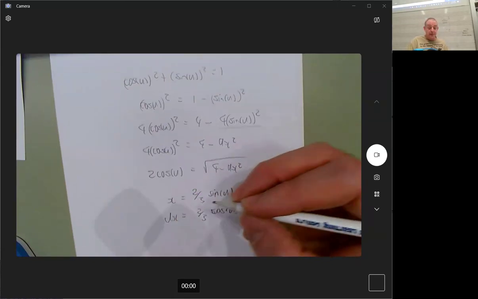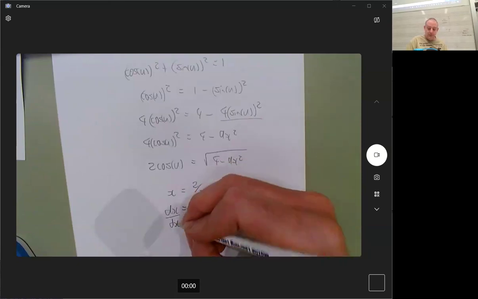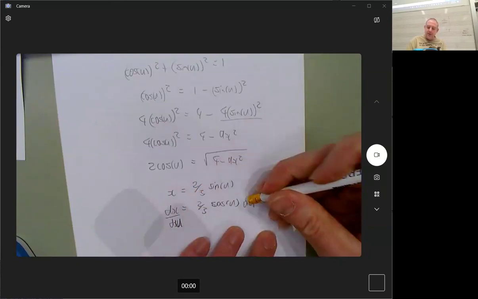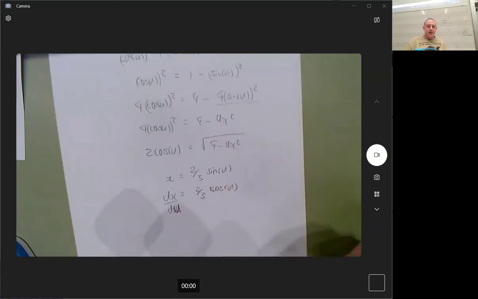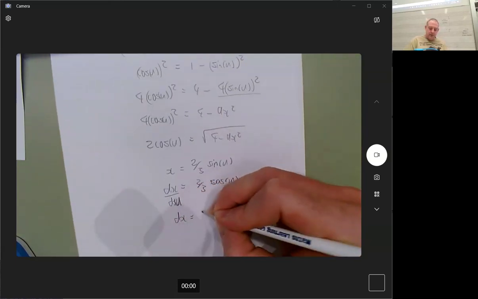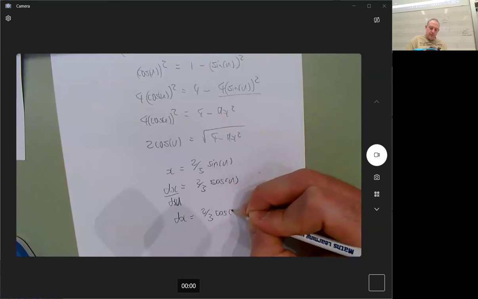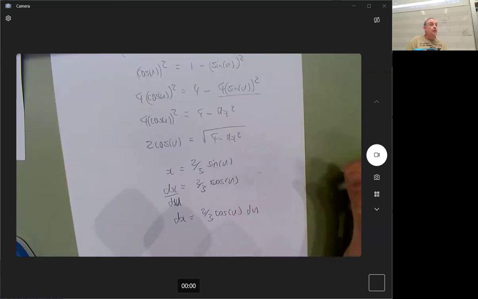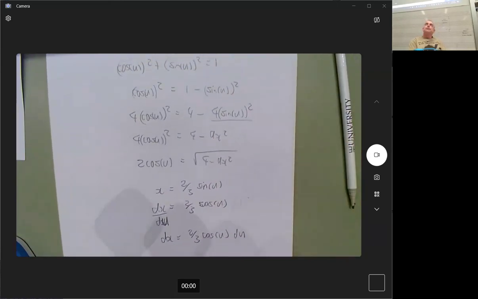Dx on du today. So you go dx on du, dx on dx, what the hell. Dx on du equals this, and then you can move the dx equals 2/3 cos u. Okay. So it's the backwards of normal substitution, right? Because in normal substitution, you go u equals something involving x, and you go du on dx. But in trig substitution, you go x equals something involving u and go dx on du.